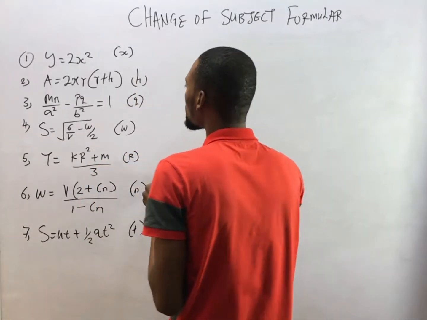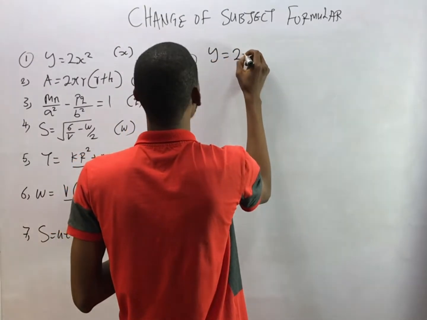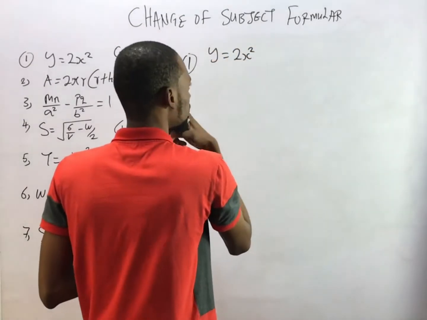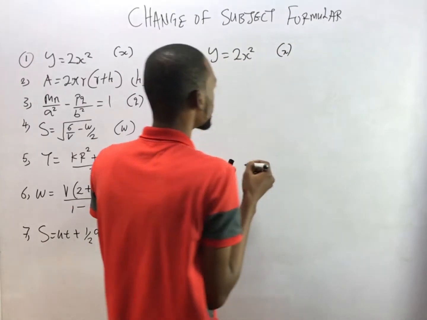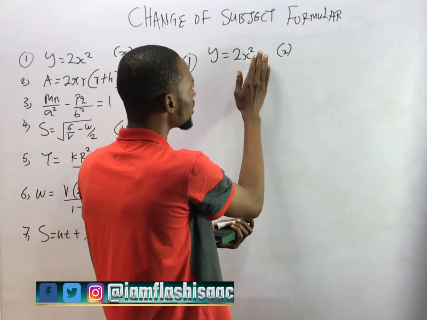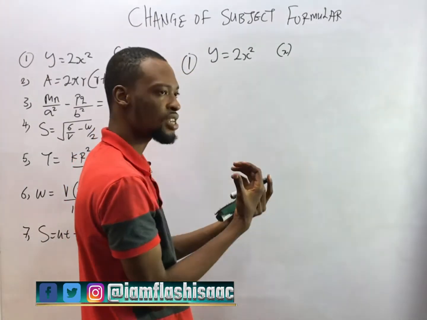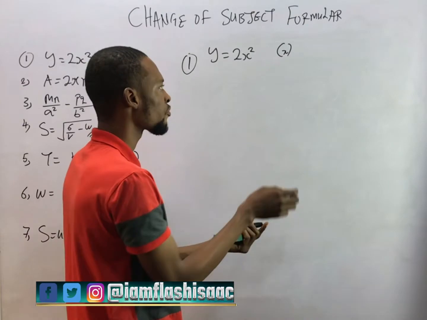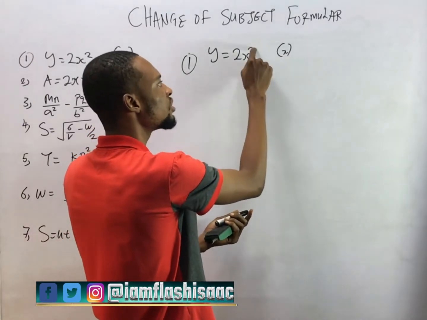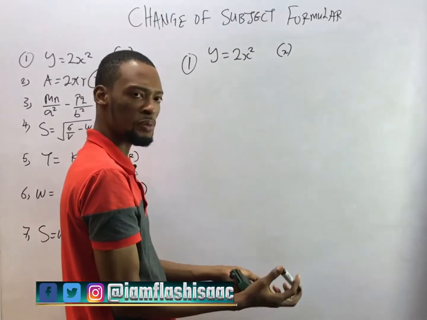Looking at question 1. Question 1 says y is equals 2s squared. So we are asked to make s subject formula. So this is y, this is 2, and this is s squared. So the first thing we do is this. What is a distraction? What is something we don't need? We don't need 2, and we don't need this square. We need just s. So in that case, let's start from somewhere.